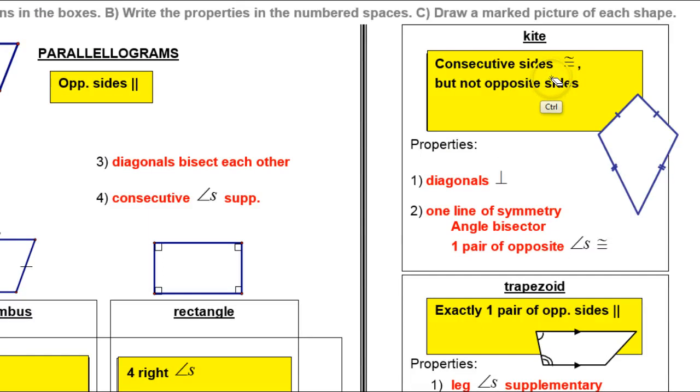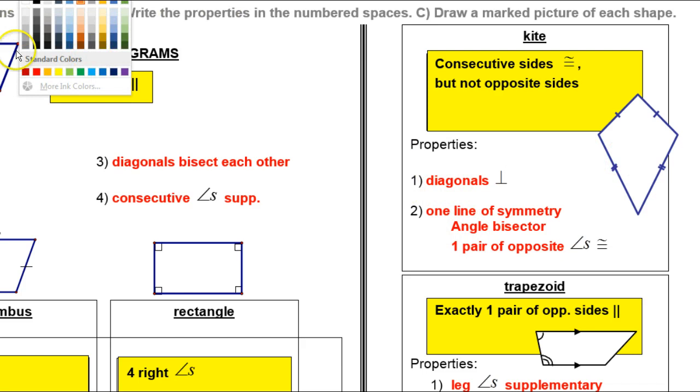The first one is a kite. A kite has consecutive sides that are congruent, all right next to each other. Not opposite sides, because that would be a parallelogram, but consecutive sides. So if you have a kite, there are 2 special properties that you want to be aware of.